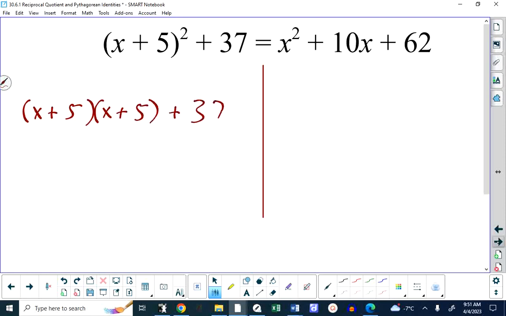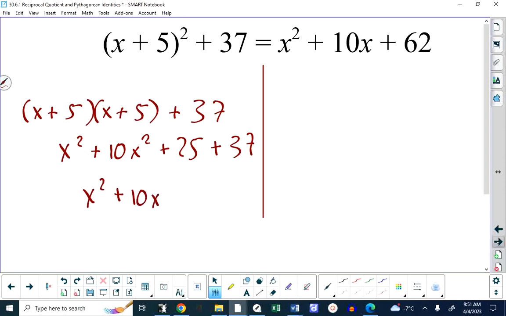But if we take x plus 5 quantity squared, which you probably at this level shouldn't need to write out as x plus 5 times x plus 5, you get this when you FOIL out x plus 5 quantity squared. And if I simplify that one step further, it's not 10x squared, 10x rather. 25 plus 37 is 62, and the left side now is equal to the right side.